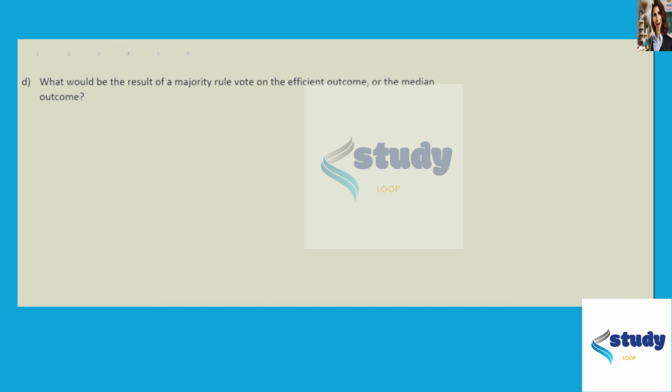The next part then asks us what will be the result of a majority rule on the efficient outcome or the median outcome, and then who would each of the roommates vote for. So Quentin would vote, he prefers 4 movies over 2 movies, so he would vote for the efficient because that's the closest to what he would want, because the efficient is 3, he wants 4. Spike would also vote for the efficient because Spike wants 3 and the efficient is 3.